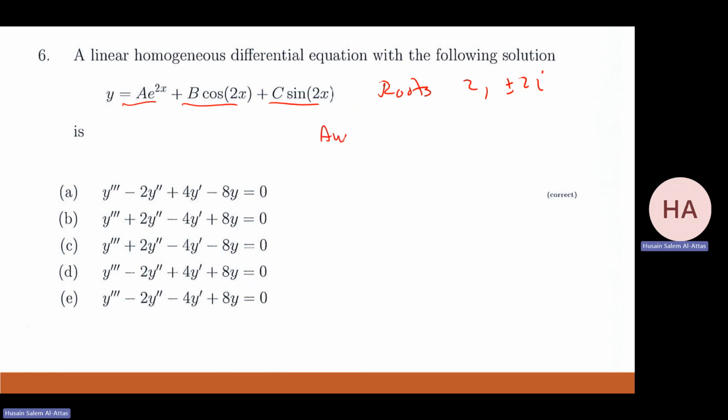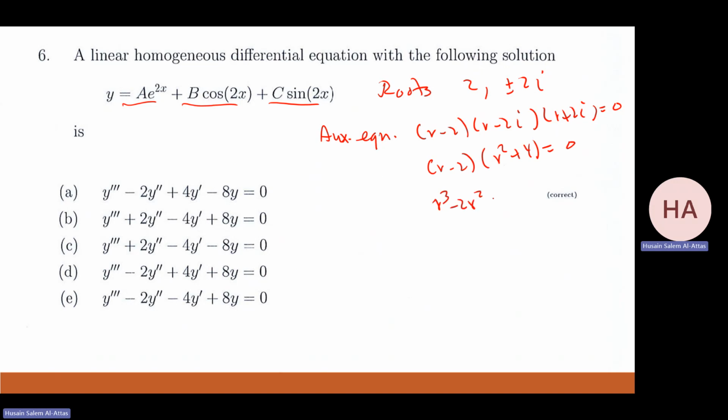Auxiliary equation will be (r minus 2)(r minus 2i)(r plus 2i) equals 0. r minus 2, and this is r squared plus 4. So I have r cubed minus 2r squared plus 4r minus 8 equals 0. So the differential equation, which is this one.